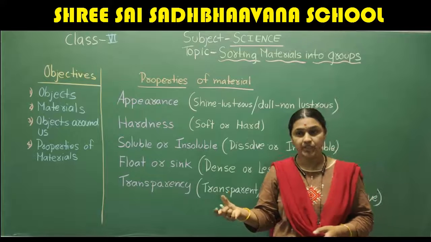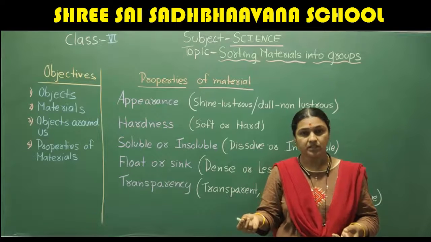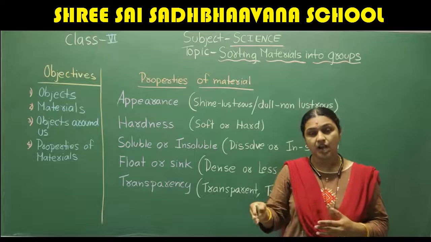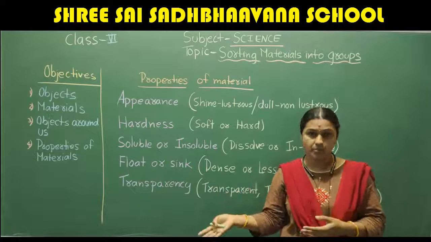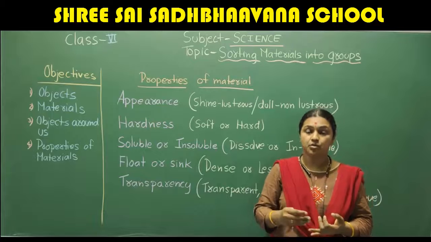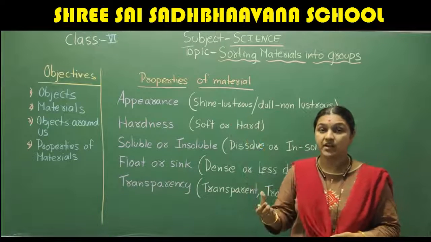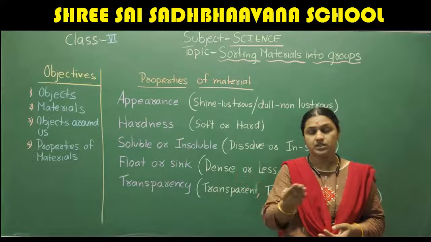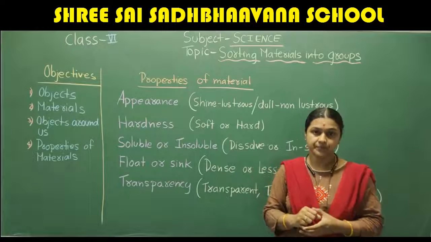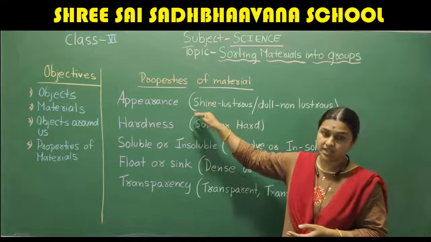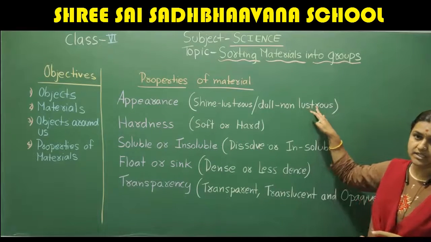Your wood, the paper, the sponge, these are non-lustrous objects. Silver, gold, these are lustrous because they have that shiny thing on their covering. So they are called the lustrous and non-lustrous.